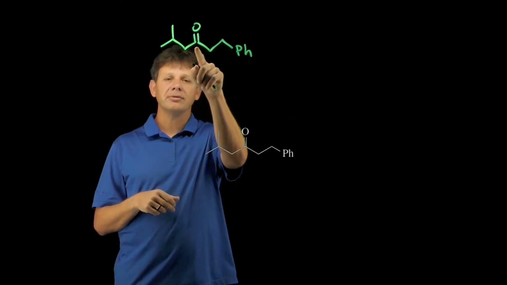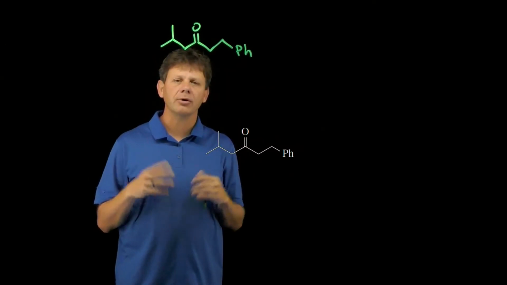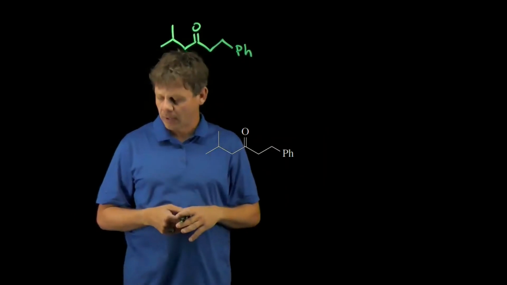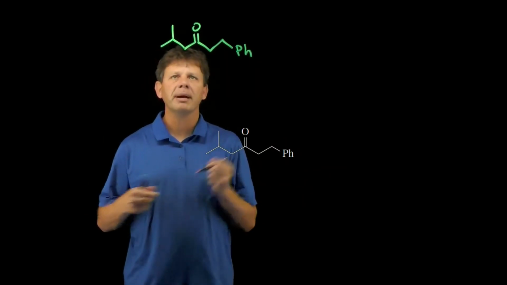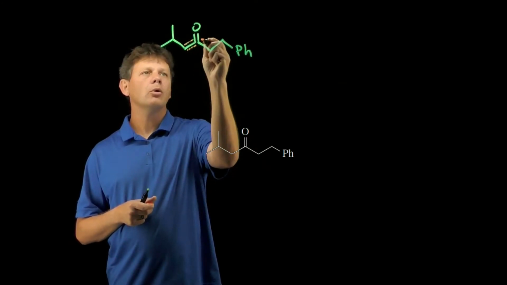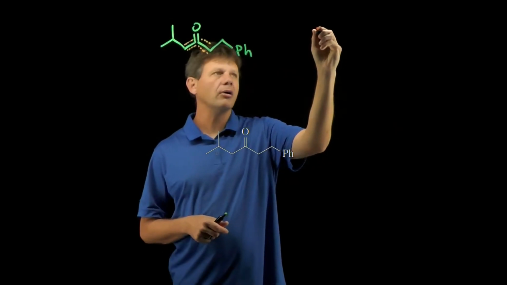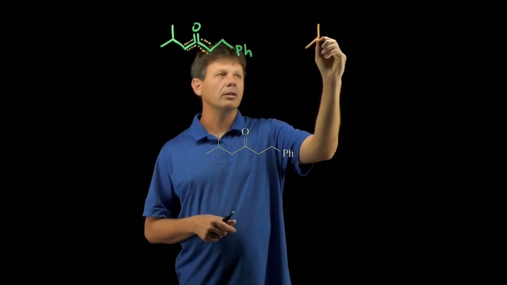Well, the carbonyl is forming in the center of the chain, so no. But will it be symmetrical? So let's imagine two possible alkynes. And we can do this by marking up our structure to say that the alkyne could be here or it could be here. Let's draw both of those possible alkynes and examine them a little more.